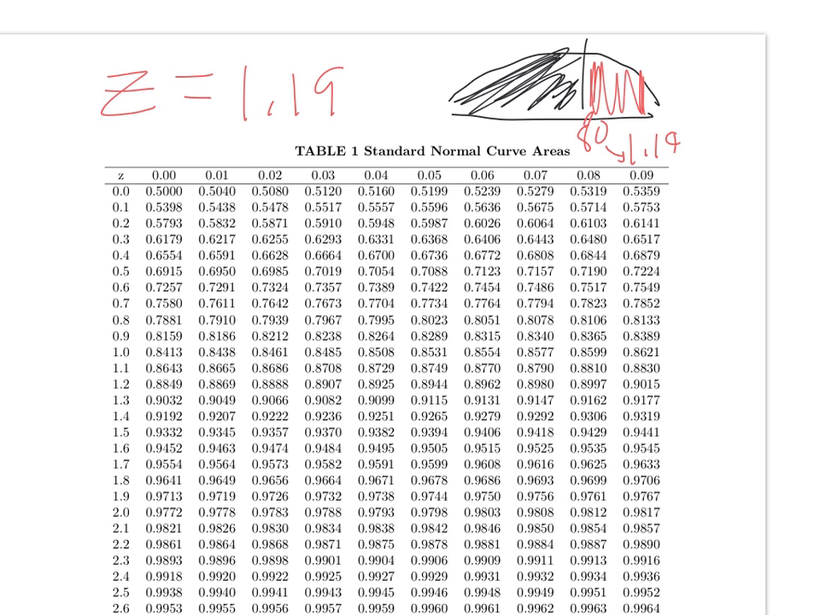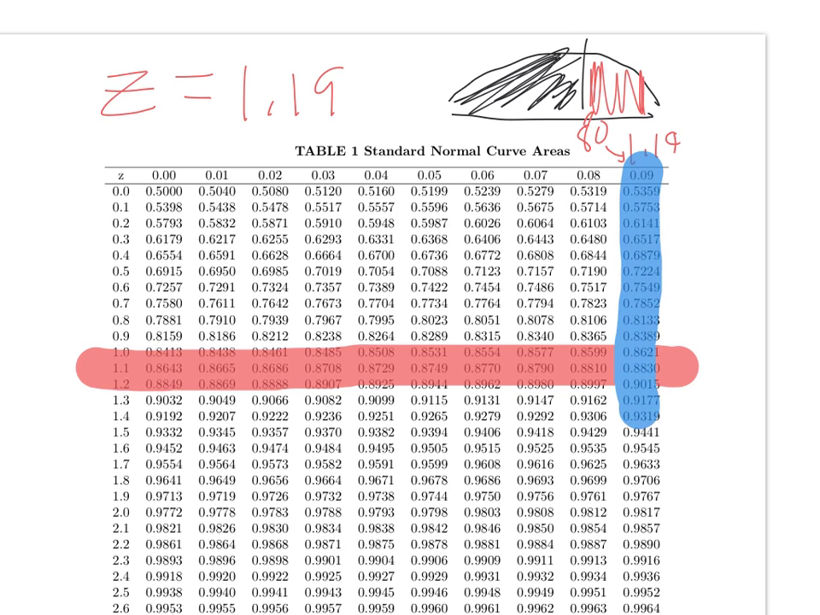So let's find this. The way you read these tables, you use the whole number part and the first decimal place for the row. So I'm going to come down till I see 1.1, and then 0.09 is this column. I'm going to come way over here and highlight that. And if I look at that intersection, I'm seeing that number there. Yes, the 1.1 and the 0.09. So that's the probability to the left.